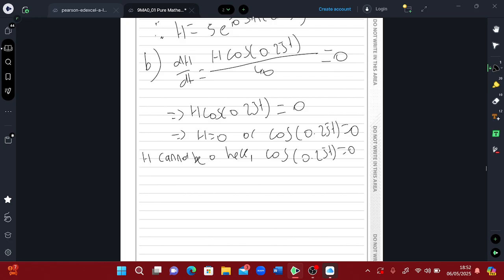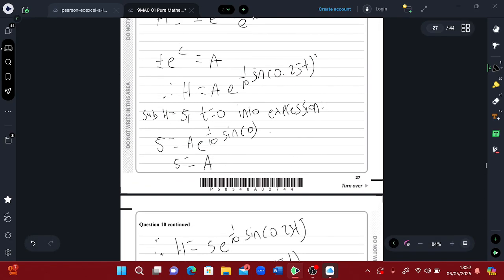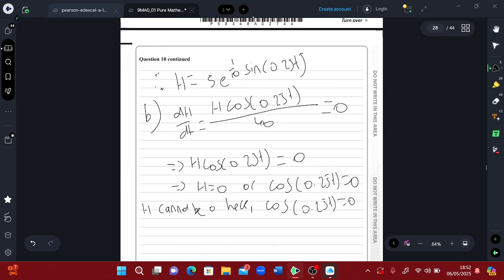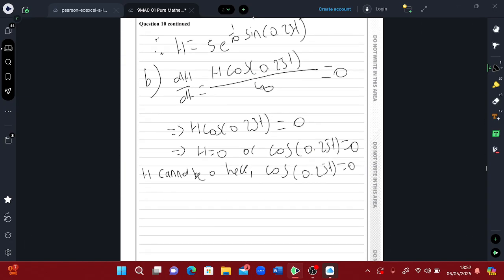So we could just find t, and then once we find t, we could substitute it into the equation, see what we get. So cos 0. It's a lot of work for 1 mark. I think there is definitely a better way of doing it. You can probably just jump if it's 1 mark.